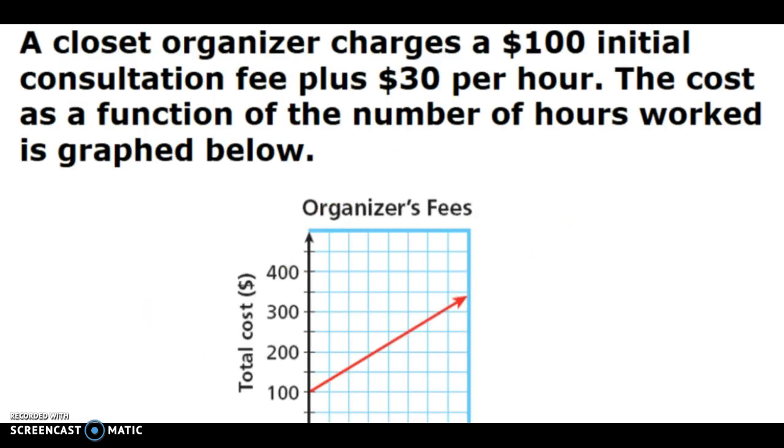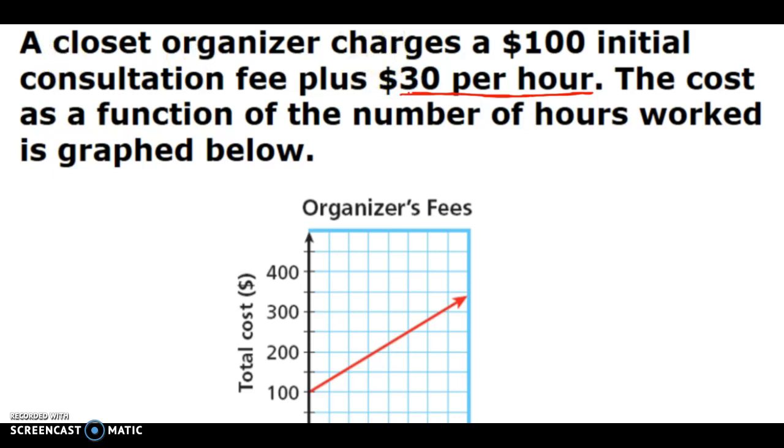So if you look at example 4, we usually have a consumer application, and we want to talk about the meaning of the slope and the meaning of the y-intercept while we're doing this. So if you'll look at this example that we have here, Closet Organizer charges a $100 initial consultation fee plus $30 per hour. This is where we see something rising $30 every time we run 1 hour, remembering that time is always our independent variable. The cost as a function of the number of hours worked is graphed below.